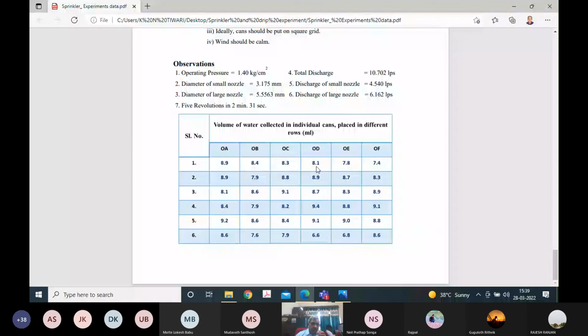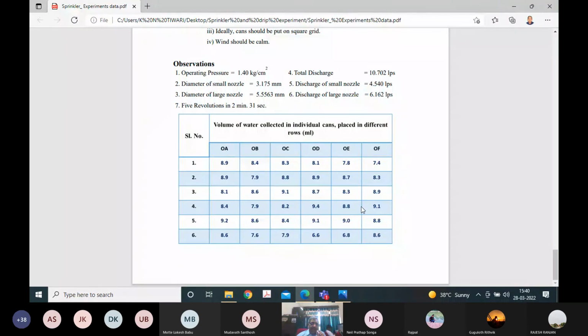What is the least value here? Now in this column you can see 7.4. Is there any value less than 7.4 here? 7.6, 6.6. If you see here, yes, 6.6, 6.8. So 6.6 is the minimum value. So 6.6 divided by the average of this will give us the pattern efficiency.